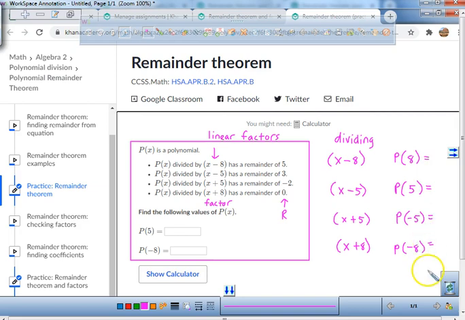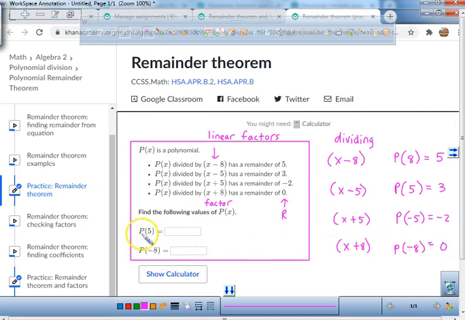Okay, let's check this out. Now, if I plug in an 8, do you know what my remainder ends up being? It ends up being a 5. If I plug in a 5, my remainder ends up being a 3. If I plug in a negative 5, my remainder is negative 2. And if I plug in a negative 8, my remainder is 0.